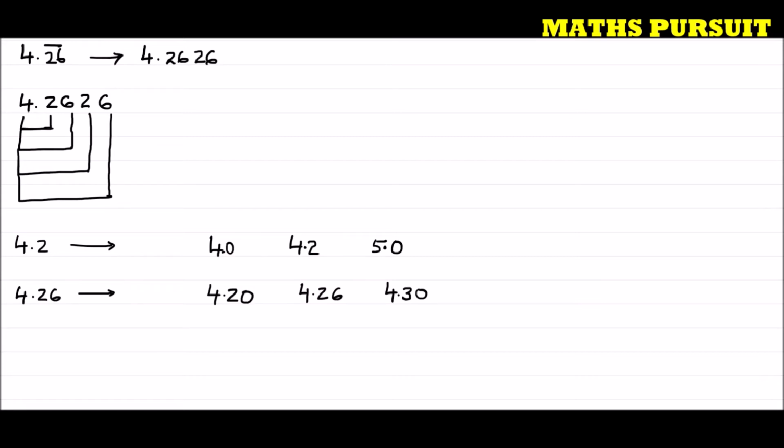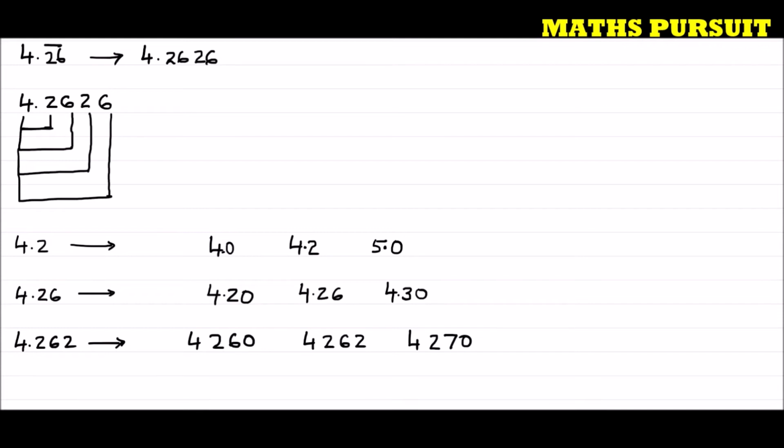Now let us pick up the other number, 4.262. As usual, let us forget about the decimal and let me write the number as 4262. So guys, 4262 will come in between 4270 and 4260. 4262 will come in between 4260 and 4270.